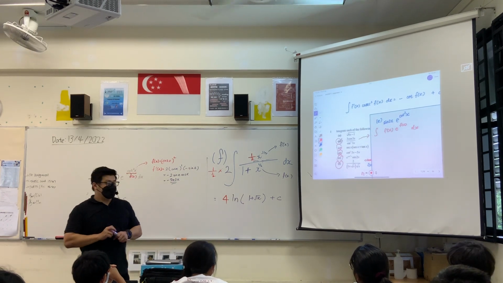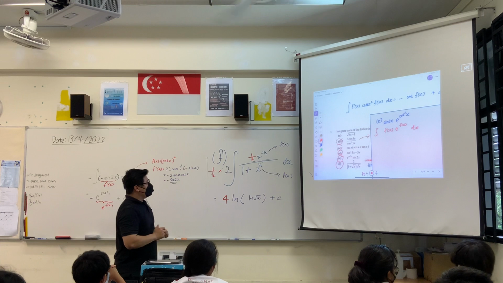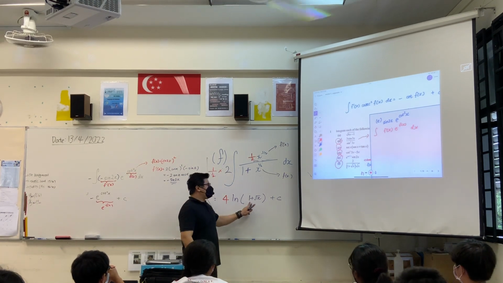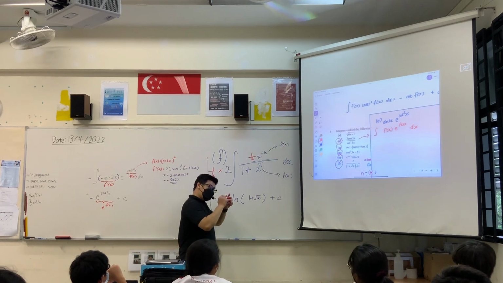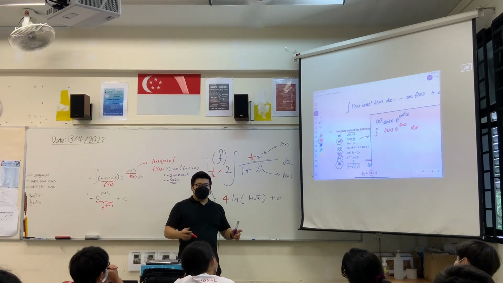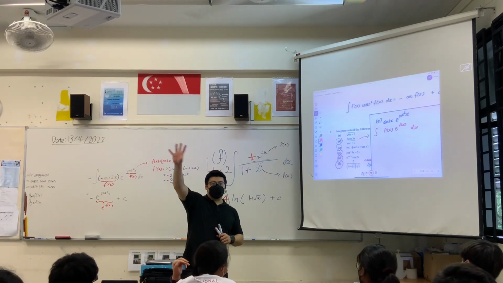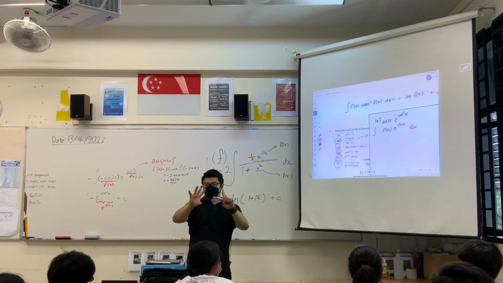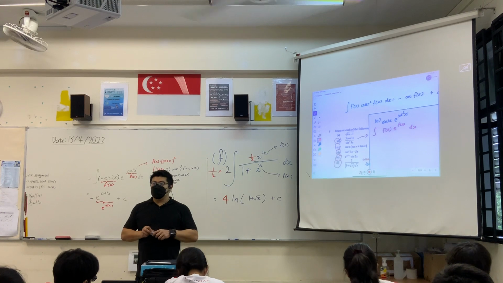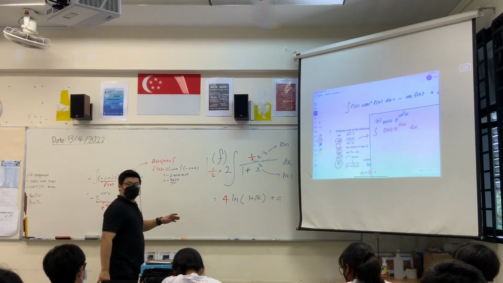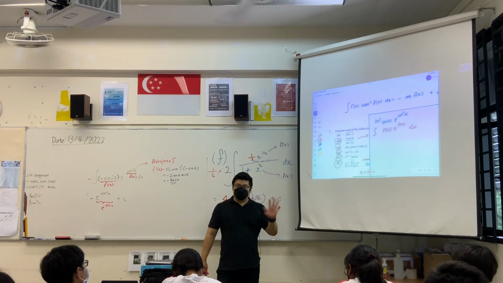You don't need the mod, because 1 plus square root x is guaranteed to be positive. Square root x is always more than 0, then plus 1. So you don't have to mod. You can also do mod if you want, but you don't need to.